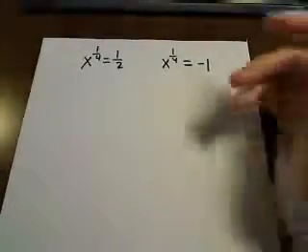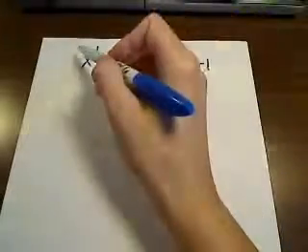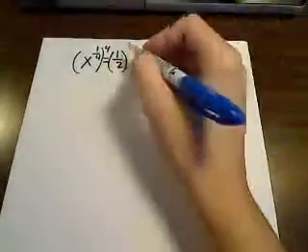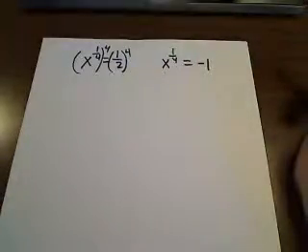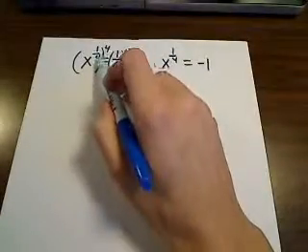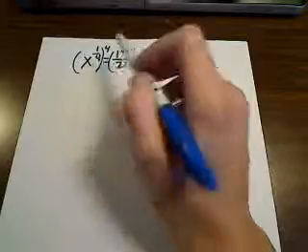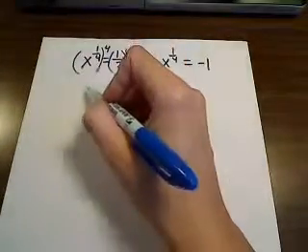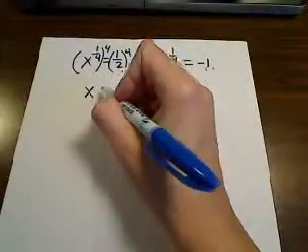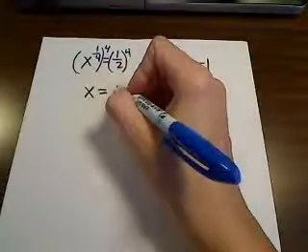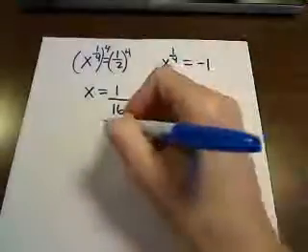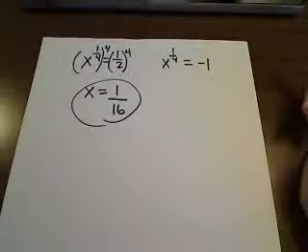What we need to do now is take both of these sides to the 4th power. The reason for this is that we want to get rid of this denominator of 4. When I take x to the 1/4 to the 4th, a power to a power, I multiply. So this becomes x equaling 1 to the 4th, which is 1, over 2 to the 4th, which is 16. So x equals 1/16 would be one of my solutions.